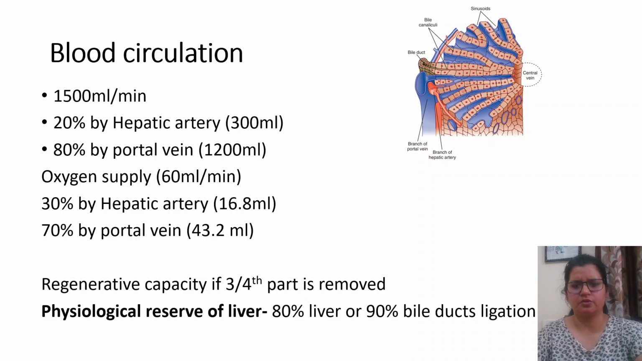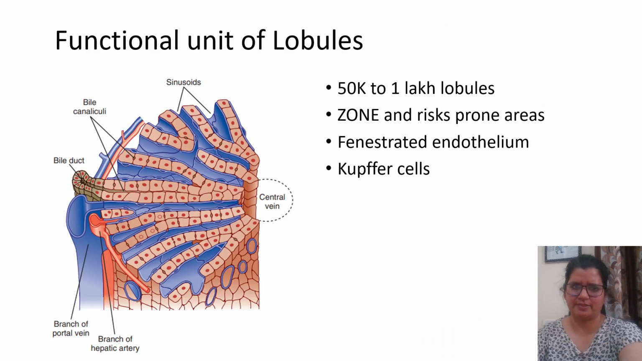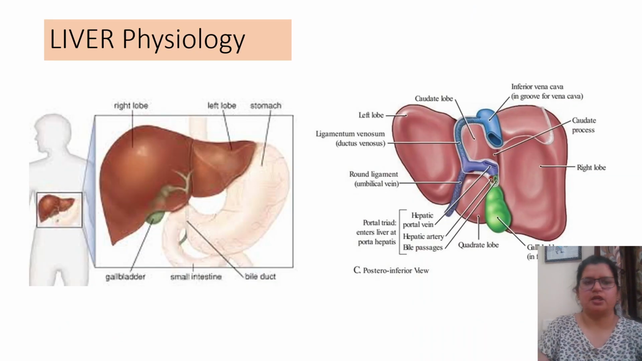In this video we'll be talking about liver physiology and we'll see a little bit about some structural aspects as well. Okay, so let's see. So, liver physiology. The liver has four lobes. One is the right lobe, which is the major lobe in the liver. Then we have the left lobe.